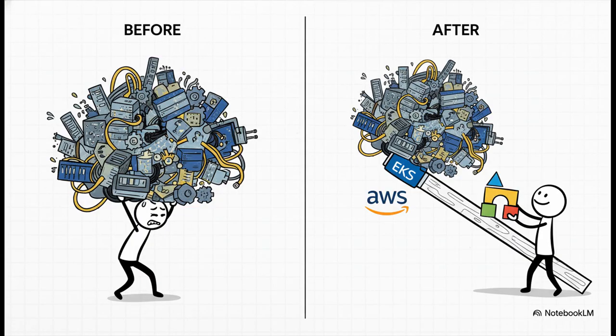Well, that right there is the entire promise of Amazon's Elastic Kubernetes Service, or EKS. It's designed to handle all that complex, messy infrastructure management so you can focus on the thing that actually matters, building and running your applications. So let's get to it and look under the hood.